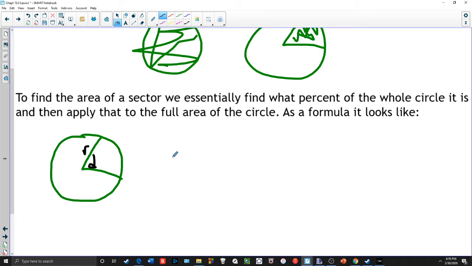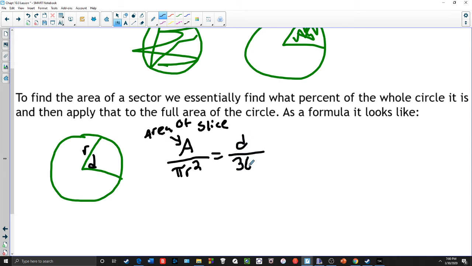What you do is you take the area of the circle over pi r squared is equal to, no, sorry, that's not the area of the circle. Let me backtrack here. Let me use capital A. I'll notate it in a second here. So this is area of the sector. So right here is area of slice. I should say sector, but I'll say slice just to make it a little bit easier to understand. So area of the slice divided by pi r squared is equal to the degrees over 360.